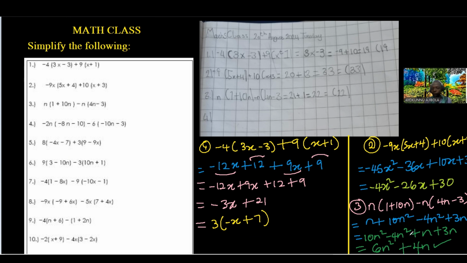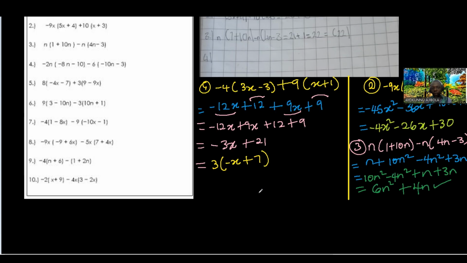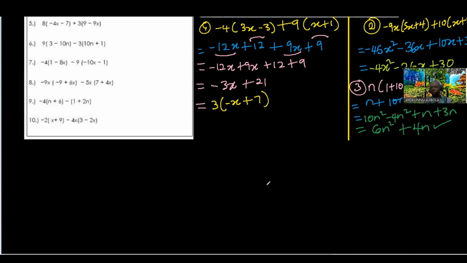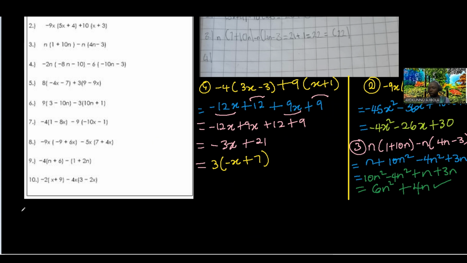Now let's go to number 4. Number 4 says minus 2n into minus 8n minus 10, then minus 6 into negative 10n minus 3. There are lots of negatives to deal with here. You just need to be careful when dealing with negatives.